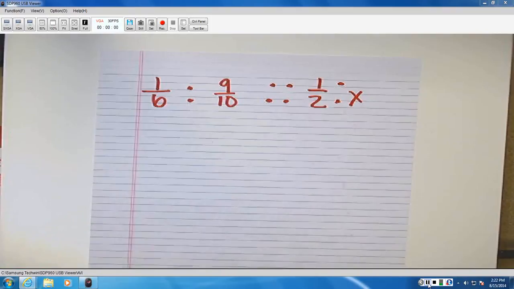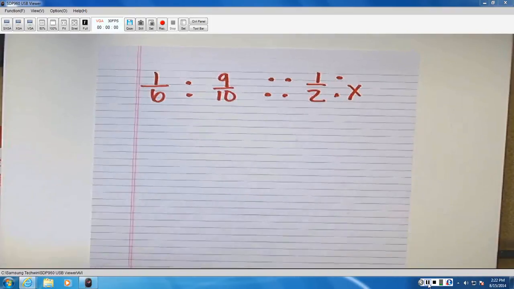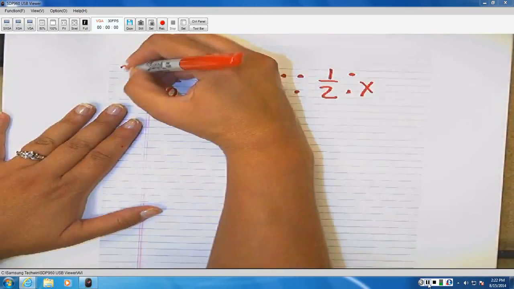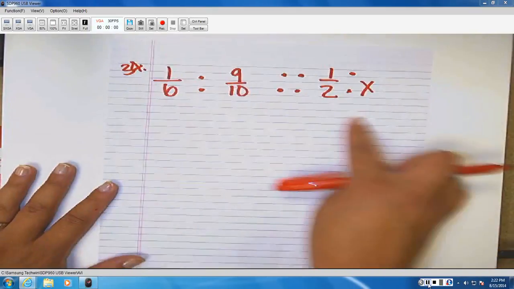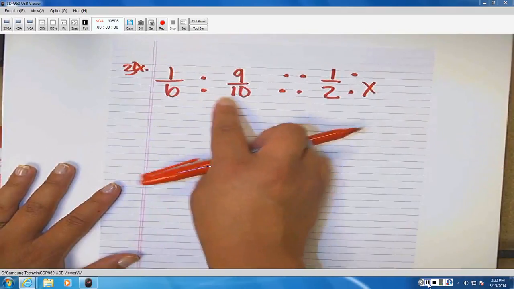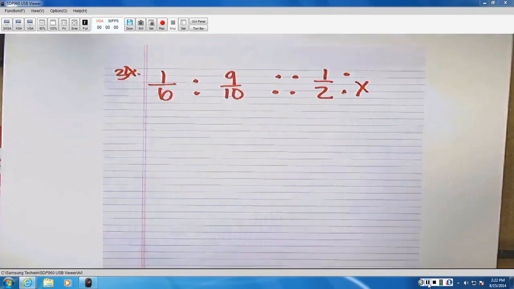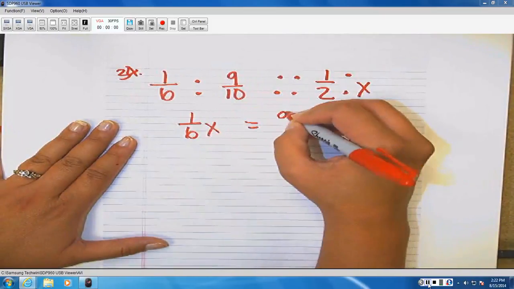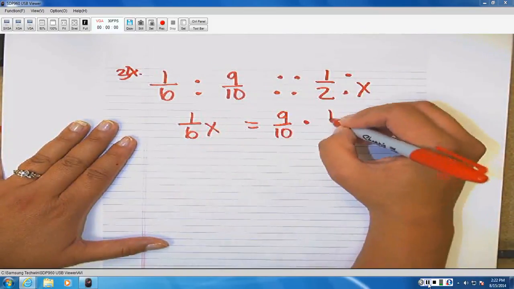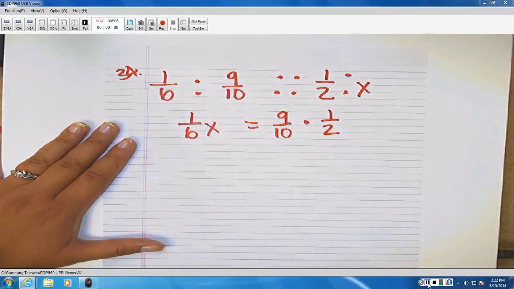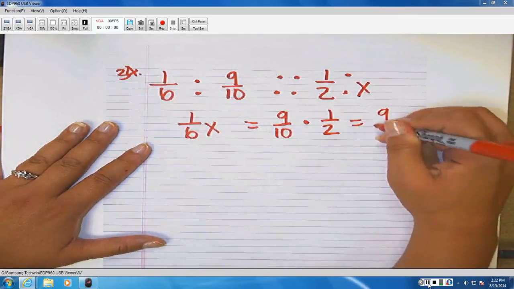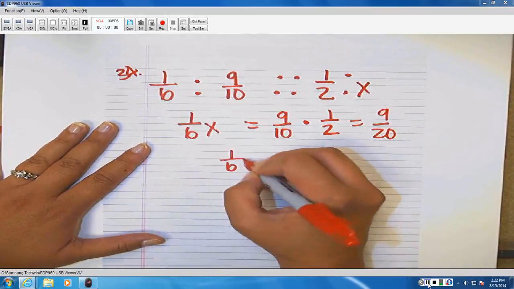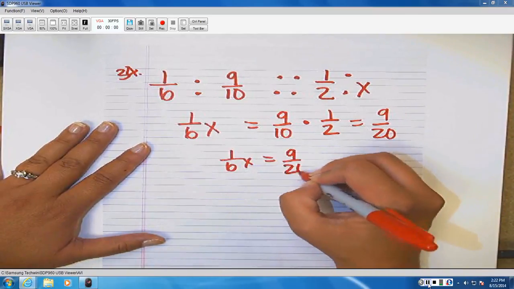So scratch that one. I guess to be human is to err. So here we go. This is number 34, the correct version. So here's our proportion. 1/6 is to 9/10 as 1/2 is to x. We're going to set it up. It's going to be 1/6 x equals 9/10 times 1/2. And I'm just going to multiply straight across, and that's going to equal 9/20. So my equation now looks like 1/6 x equals 9/20.